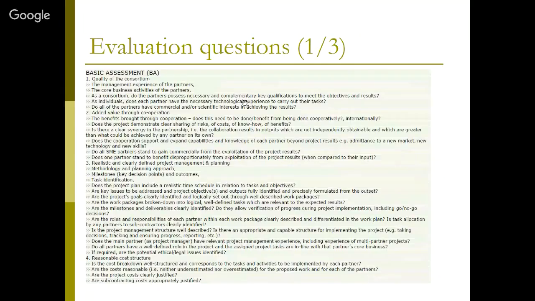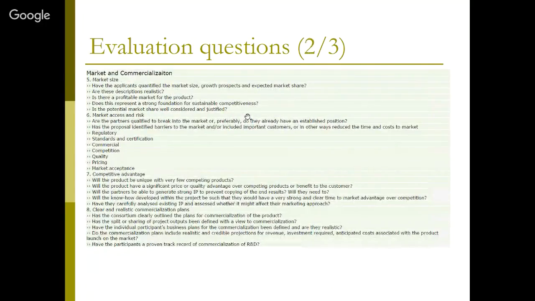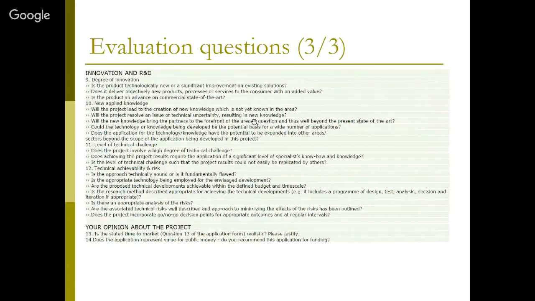Here are the specific questions under each main criteria. I'm not going to go through those, but when you are making your proposal, make sure that you read all those questions and you have an answer for those. If you don't have any answers for those questions, the evaluator cannot give you high scores because they cannot make up the answers. So this is for the basic assessment. This is for the market and commercialization, the second main criteria. And these are for the third main criteria, innovation and R&D.